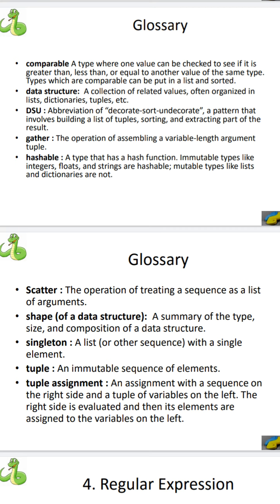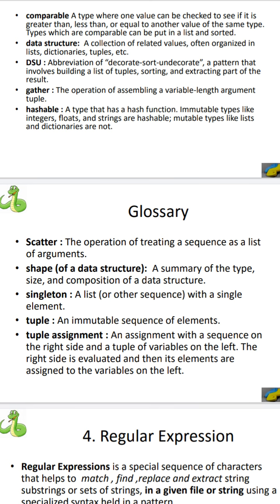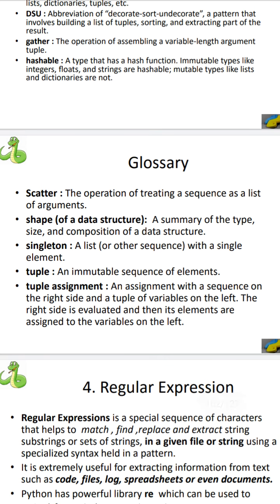Scatter, the operation of treating a sequence as a list of arguments. Shape, a summary of the type, size and composition of a data structure. Singleton, a list with a single element or any data type with a single element. Tuple, as we have studied in our earlier videos, is an immutable sequence of elements and each element is separated by a comma. If a tuple has only one element, it should end with a trailing comma.